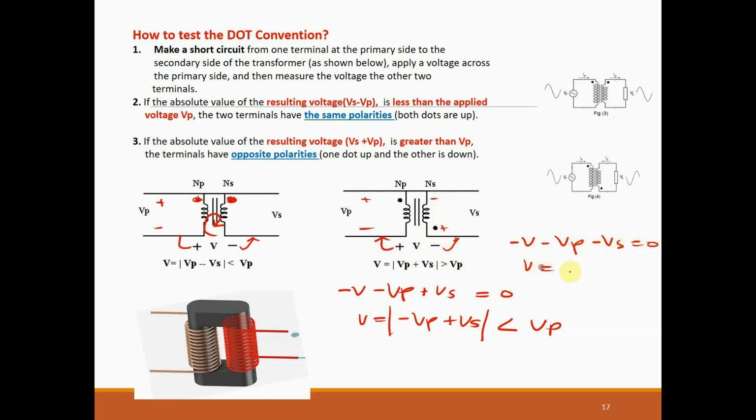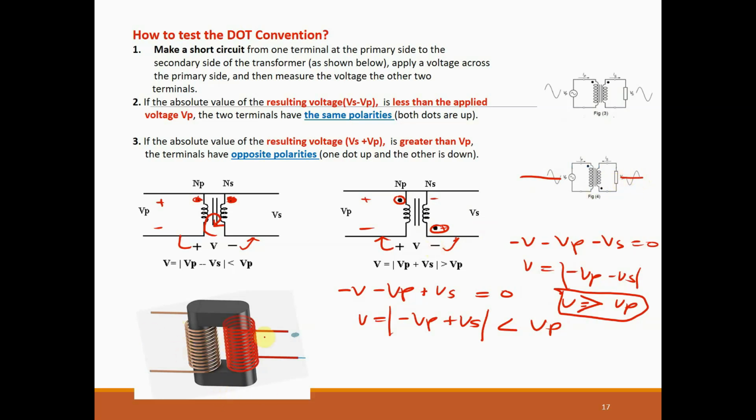So B will be equal to negative BP minus BS. Take the absolute value. Of course, if you take the absolute value, the value of B will be greater than BP. Right? So it means to say that your transformer had opposite polarity. What will happen if you use the transformer with opposite polarity? You can see here the waveform, right? They are opposite, they are out of phase by 180 degrees, right?